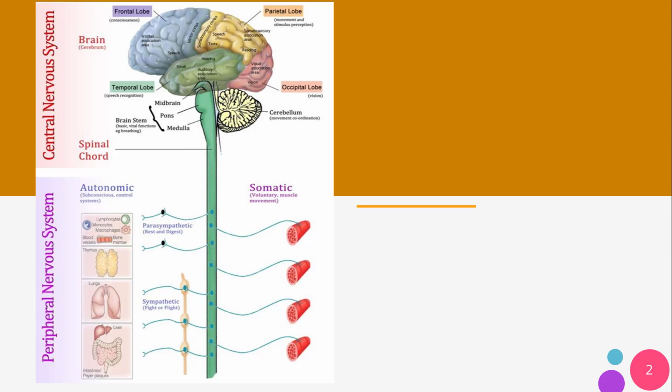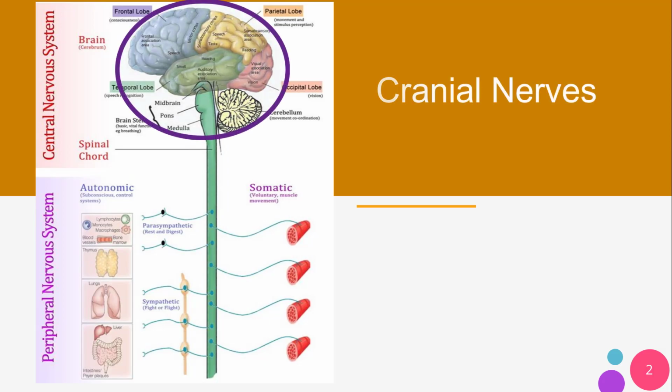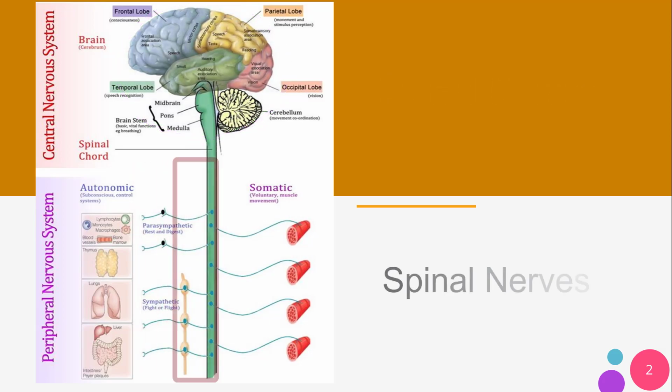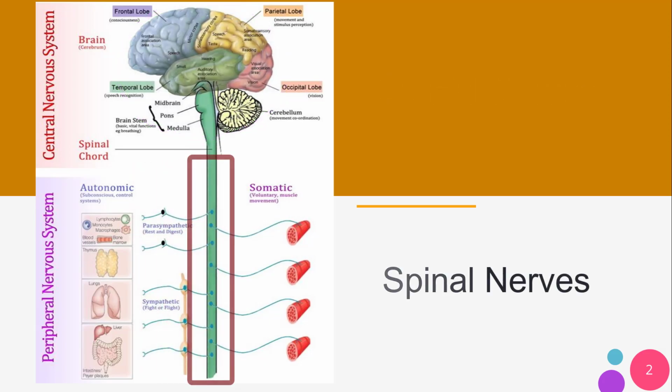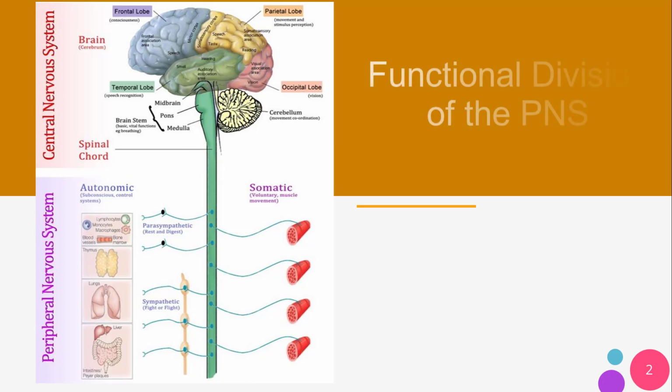When we say nerves, it is defined as bundles of axons with connective tissues and blood vessels. Nerves can be either cranial nerves, which are connected to the brain, or spinal nerves, which are attached to the spinal cord. The PNS can further be divided into functional divisions.